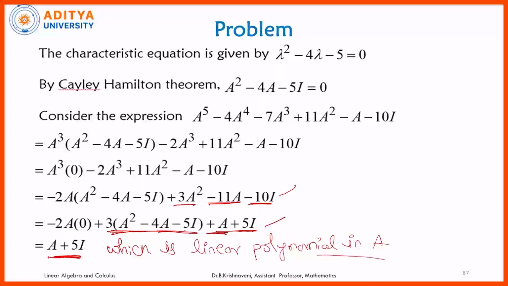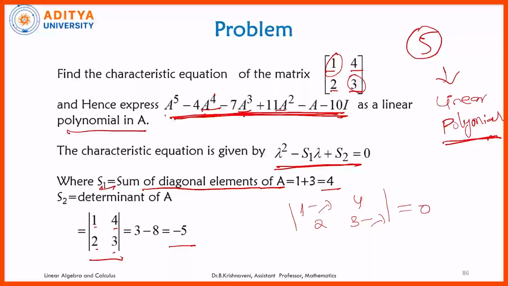So in the first question we came to know how to verify the Cayley-Hamilton theorem and how to find higher powers and the inverse of the matrix. And in the second question you came to know how we can reduce a polynomial in A of higher degree to a polynomial of lower degree so that the simplification becomes easy.